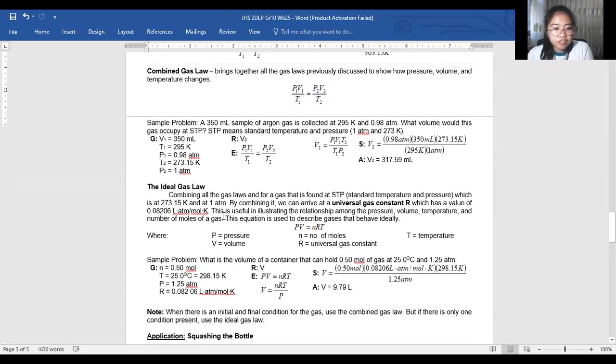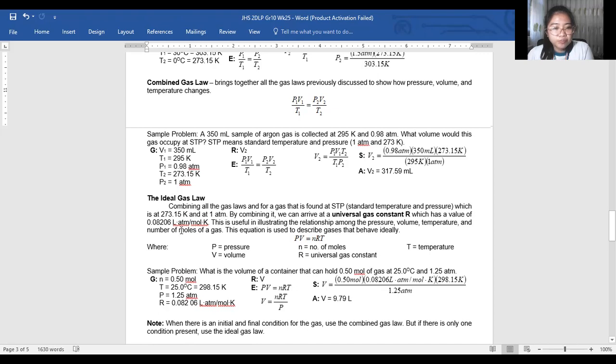And ito, meron din tayong tinatawag na ideal gas law. So yung ideal gas law naman is for, meron kasing relationship na nakita sa standard temperature and pressure. So meron tayong tinatawag na universal gas constant R. Kailangan memorize ang value nito, which is 0.08206 liters atmosphere per mole Kelvin.